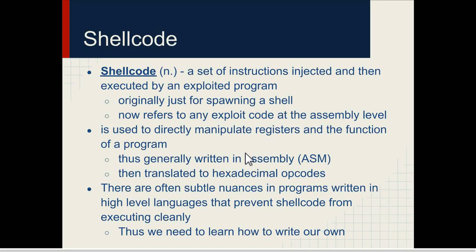So shellcode, to define it, is basically a set of instructions that is injected and then executed by an exploited program. It's usually written in assembly. It was originally just used for spawning a shell, but any code at this level is also referred to as shellcode.